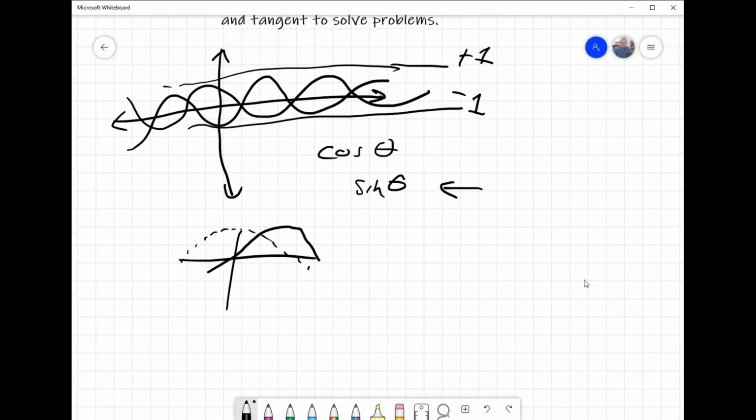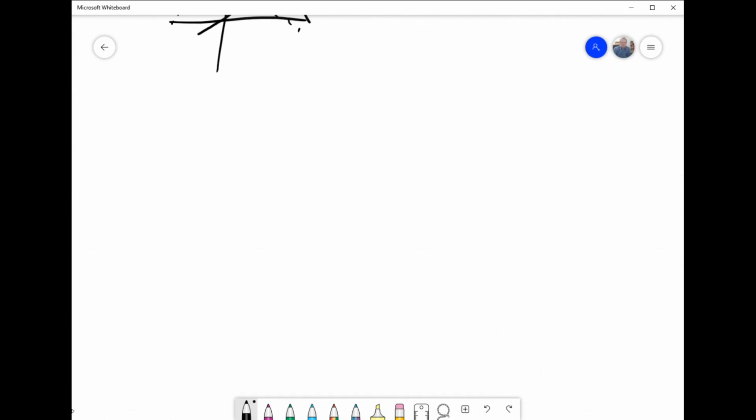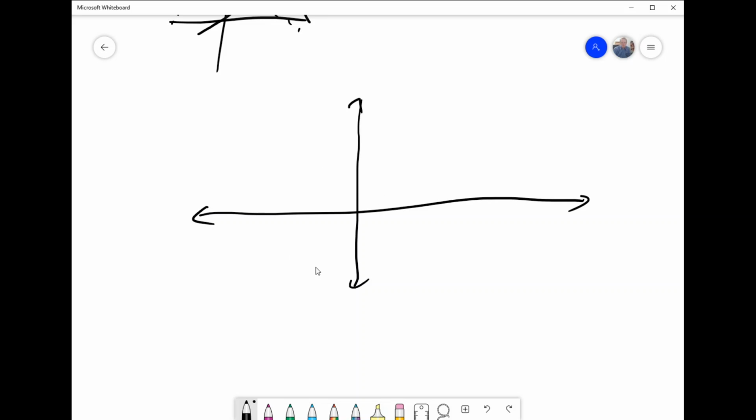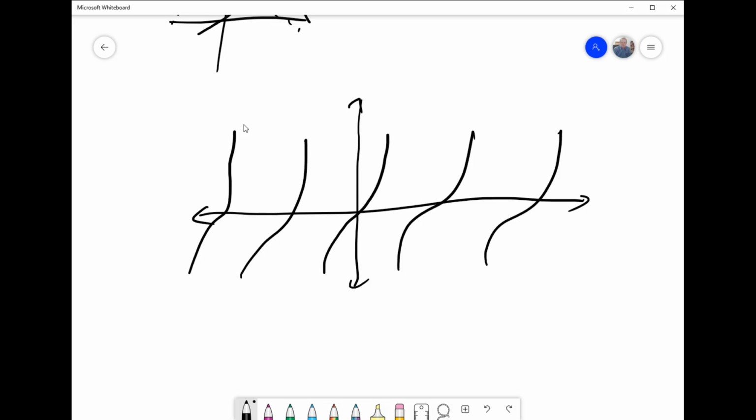The tan function gets a little bit trickier. Because it's a ratio, we get these kind of smooth curves here with these periodic asymptotes. So this one is going to take a little more involvement.